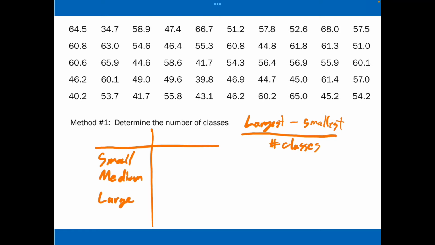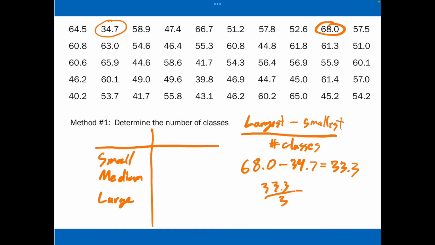So as I look at this data, my largest value is the number 68. My smallest value is the number 34.7. So if I take those two numbers, 68.0, and subtract 34.7, I get 33.3. And that is our range of our data. And then if I take 33.3 and divide that by 3, I get 11.1, which is what I want each class width to be.